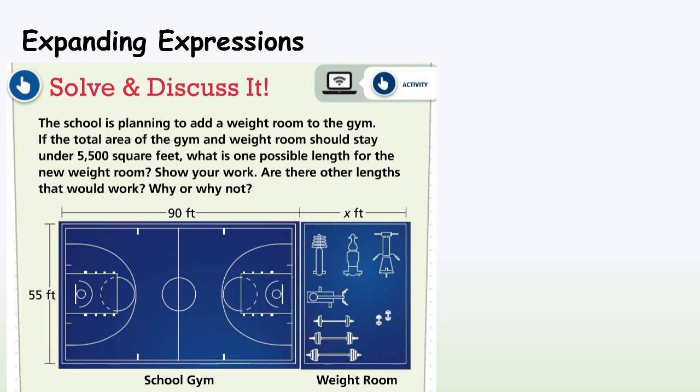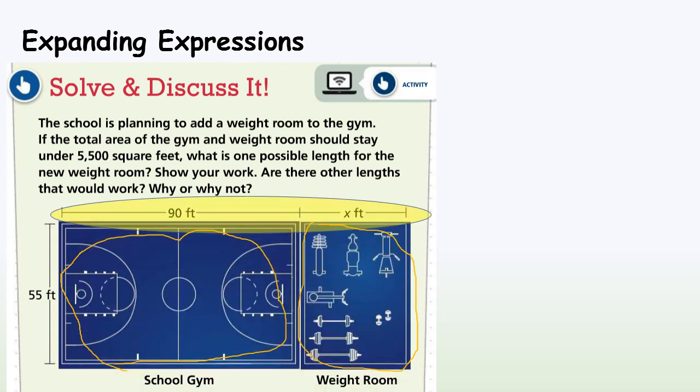We have two inner rectangles, that is. So we've got this rectangle, which is the gym itself, and we can see that it has a length of 90 and a height of 55, so we could find that area. And then the weight room they're going to add on also has a width of 55 on the left, but it has an unknown length of x. So those are the lengths at the top, 90 and x, but they both have a width of 55 feet.